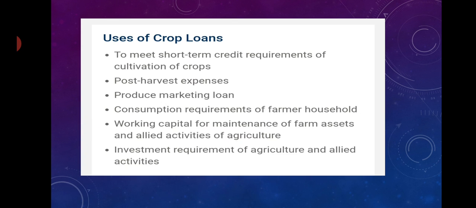Means it is a short-term need, and the farmer has that short-term need for the pre-harvesting purpose. If the monsoon comes, he requires huge finance, and for that they demand a loan from the banking sector. So to meet the short-term credit requirement of the cultivation of crop, they require the crop loan.